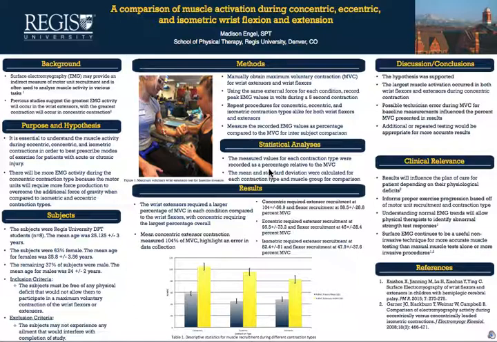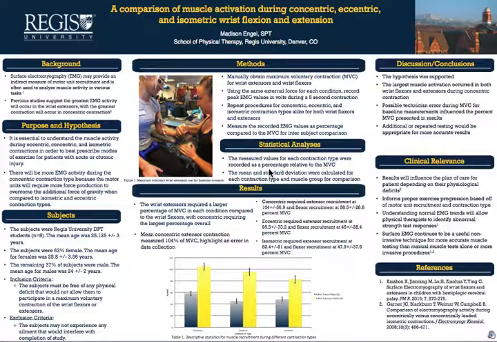We expect that there will be a larger EMG activity recorded for concentric contractions, and that the flexor and extensor activity will differ throughout the different contraction types. To test this hypothesis, we recruited 8 Regis University DPT students to participate in the study. Only subjects within the DPT program and without any upper extremity injury were allowed in the study.